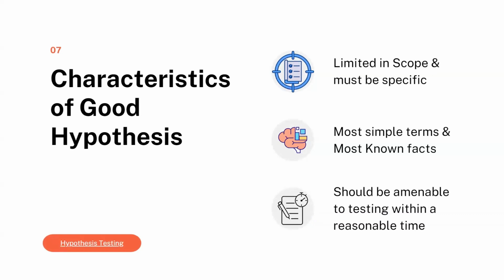The next thing is that it is limited in scope. It should focus on one particular idea or question, not try to cover too much at once. The next thing is simple terms and known facts. A good hypothesis should use straightforward language and be based on what we already know, so it is easier to test and understand. The last one is testing within a reasonable time. The hypothesis should be something we can test in a practical amount of time. For example, a study on the impact of a new teaching method. By meeting these characteristics, a hypothesis becomes a solid foundation for reliable and meaningful research.